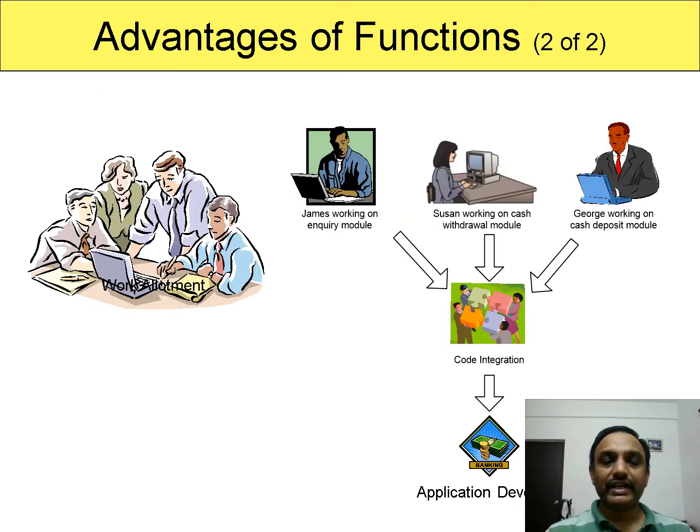So as we have taken, one project is allotted to one team, with many people working on that particular project. Here in this example, James is working on the inquiry module, Susan on the withdraw module, and George on the deposit module. So you are combining all these things. We are integrating all of them to get the final application.